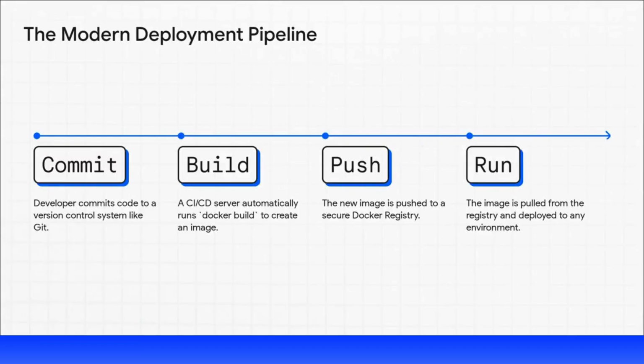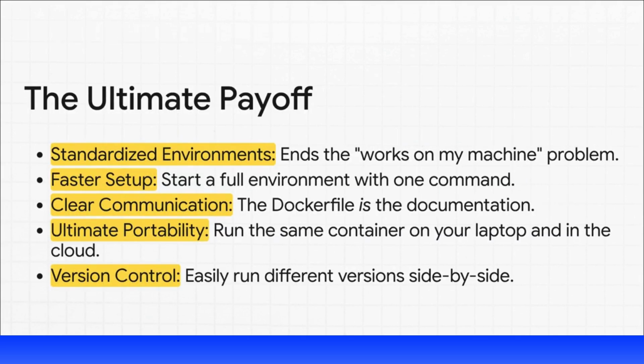So picture this. In a modern company, the second a developer saves some new code, an automated system just kicks in. A build server grabs that code and the Dockerfile and automatically builds a brand new image. That fresh image then gets pushed up to a Docker registry, which is basically a private library for all your application images. And from there, it can be pulled down and run exactly the same way on another developer's laptop, on a test server, or on thousands of servers in the cloud. It's identical everywhere.